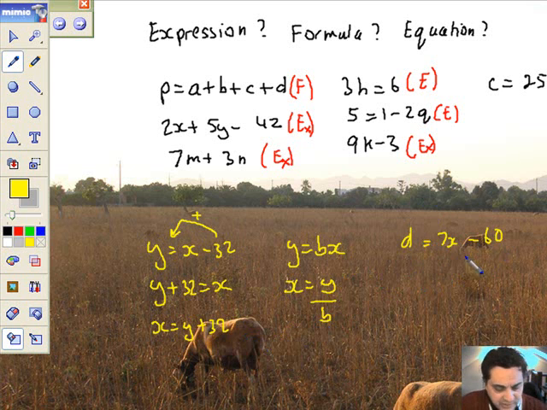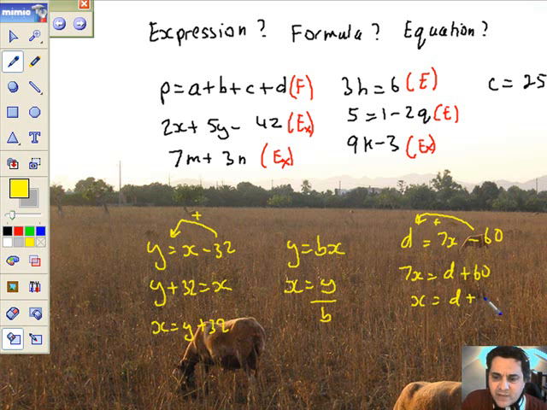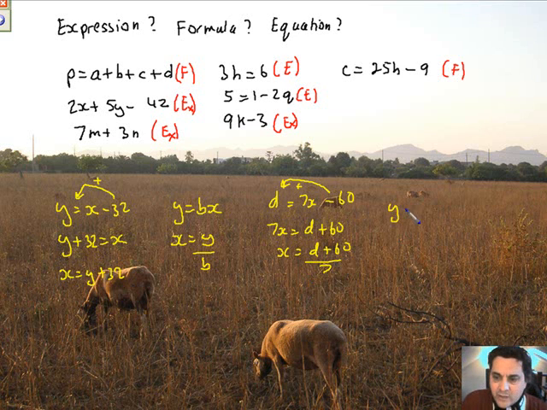This is a two-step rearranged thing. So if I want to get x on its own, let's get rid of the 60 first next door and add it. So I've got 7x equals d plus the 60. To get x on its own, I merely divide the right hand side by 7, and it's fine to leave it like that. We'll do the last one. I've got y minus x equals 50.